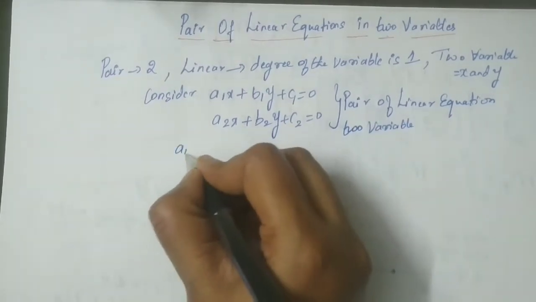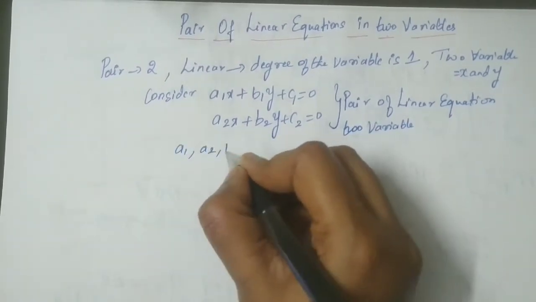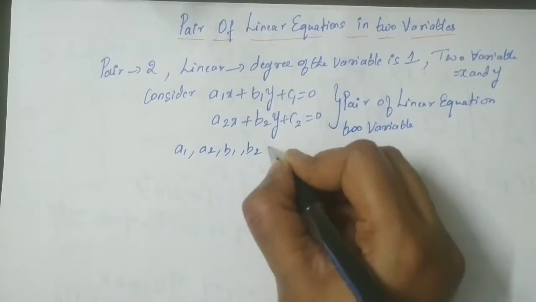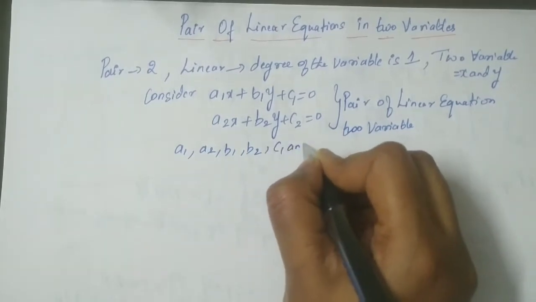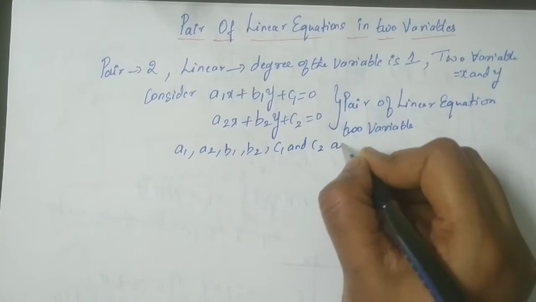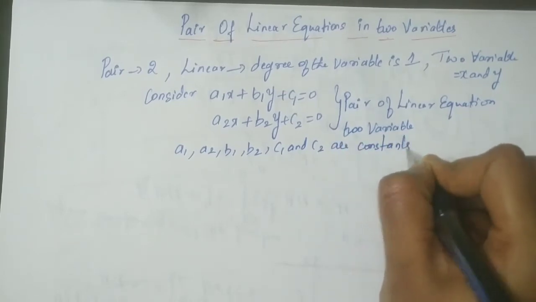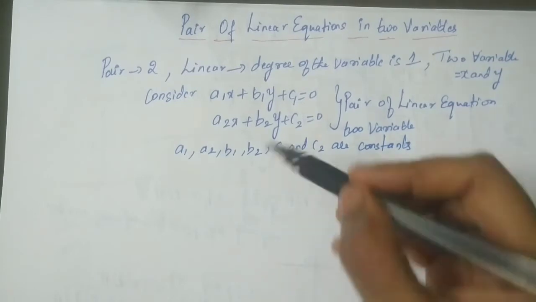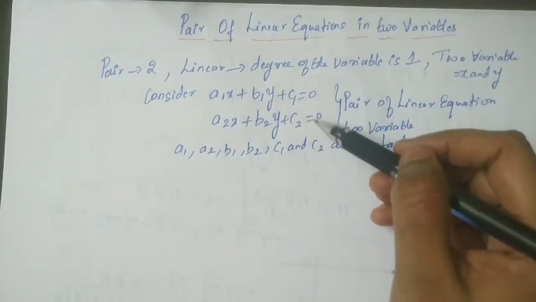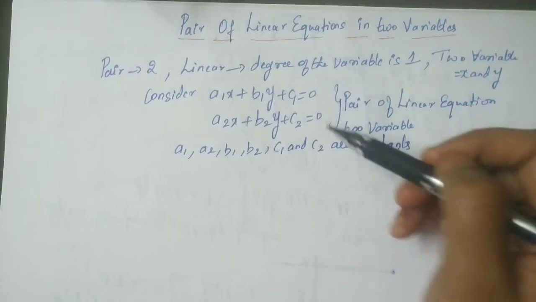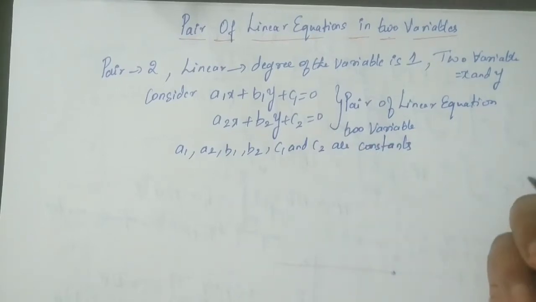Here a1, b1, c1, a2, b2, c2 are nothing but constants. Those are nothing but the coefficients of x, y of the first equation and constant. Similarly, a2, b2 are the coefficients of x and y and constant in the second equation.